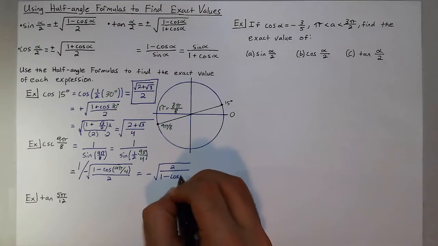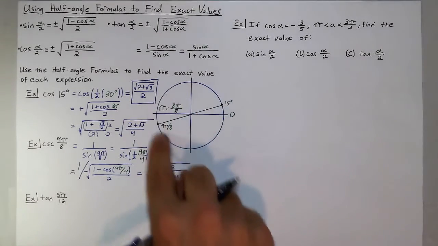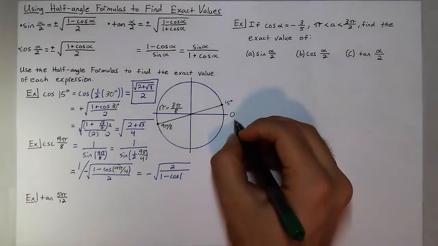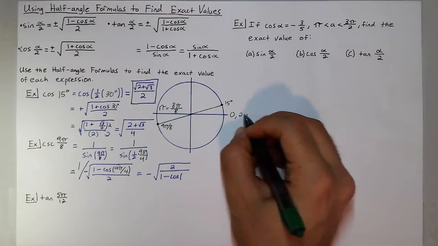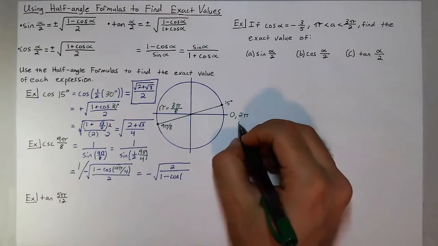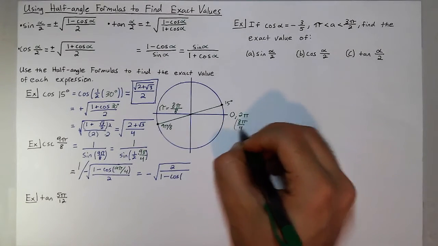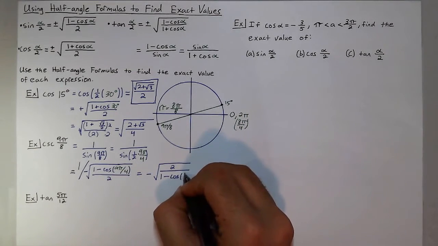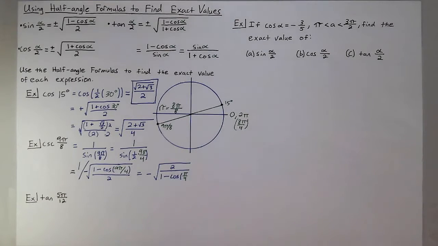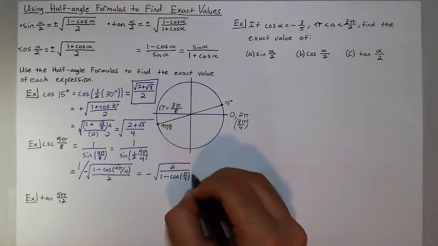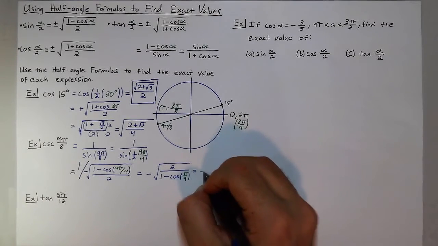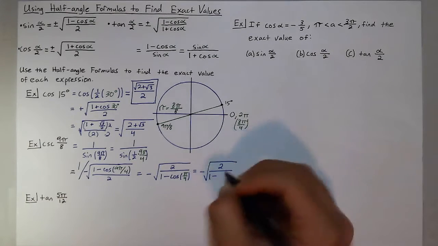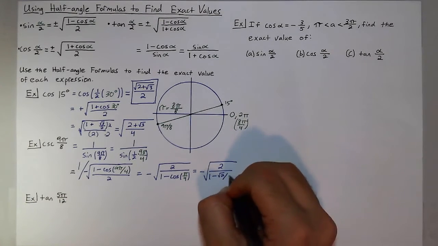Now, 9 pi over 4 isn't on my known unit circle, but I can subtract the entire period of 2 pi from it. Now, 2 pi can also be written as 8 pi over 4. So I could subtract 8 pi over 4 from 9 pi over 4 and evaluate this as 1 minus cosine of pi over 4. So now I have negative the square root of 2 over 1 minus the square root of 2 over 2.